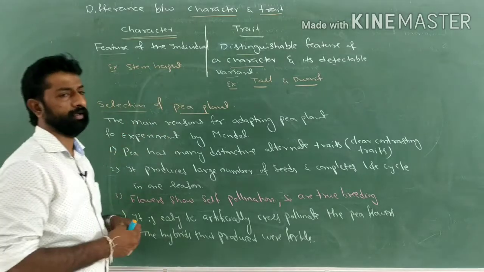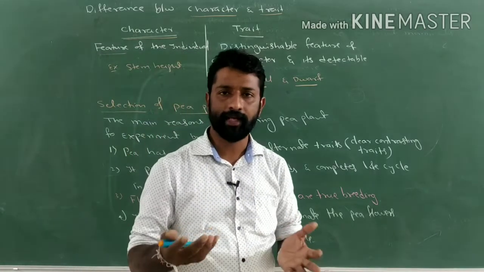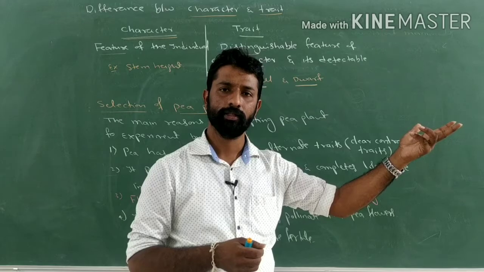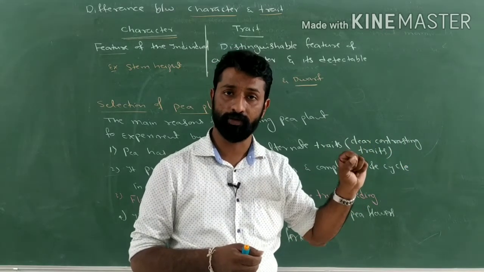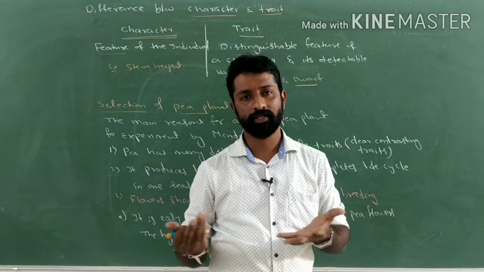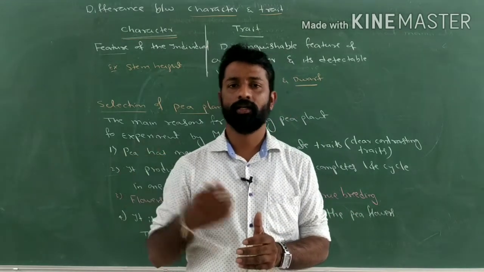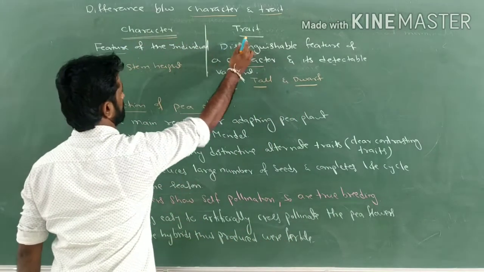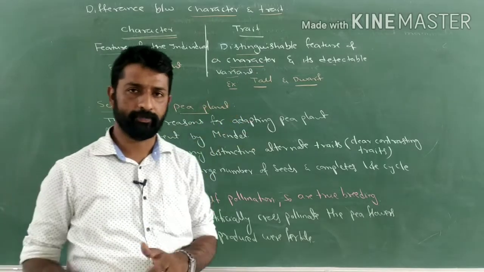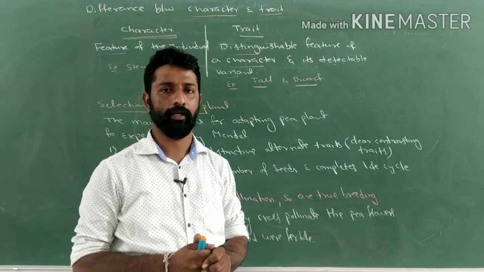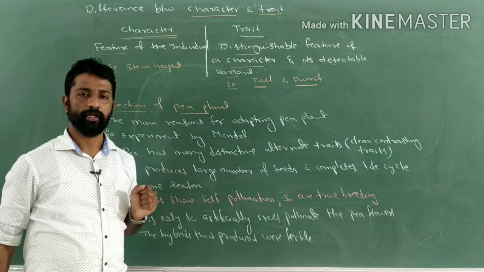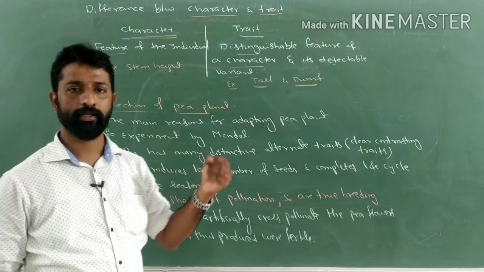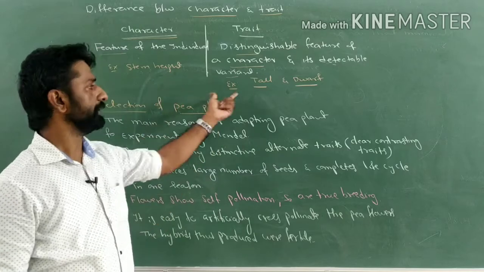Similarly, if you take the color of the flower as a character, whether it is white or violet, these two are the distinguishable features of that flower. So white and violet become traits of that flower and color of the flower becomes the character. These two are very important in order to understand the genetic experiments or the hybridization experiments carried out by Mendel. Hope you have understood these two definitions now, what is character and what is trait. This will be asked for 2 marks: define character and trait with suitable examples. Then you need to write the examples also.